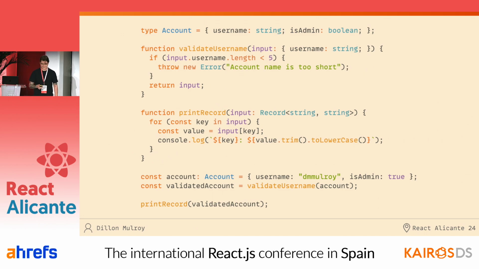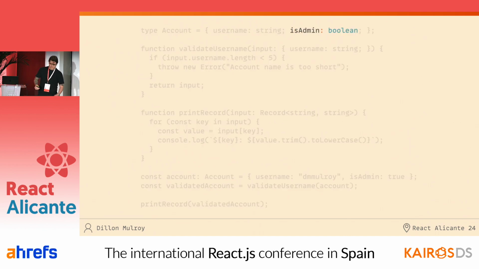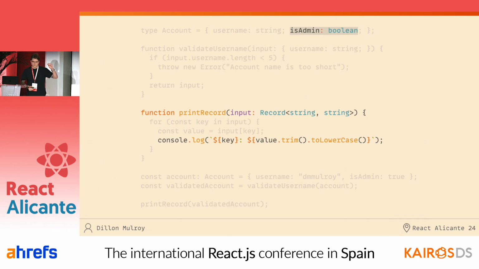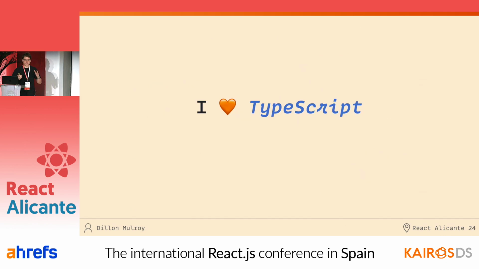You're correct. Yes. The problem lies right here. So let's break this down. We have isAdmin on our account, but print record takes a record of string, but really we're passing a record of string or boolean. And when we go to call trim on that, that's not going to work, and we're going to get an error in prod.